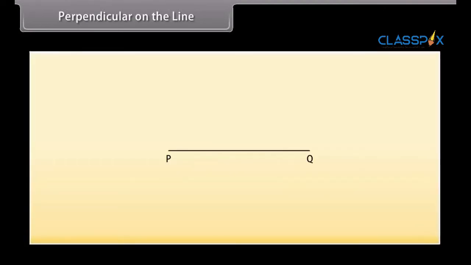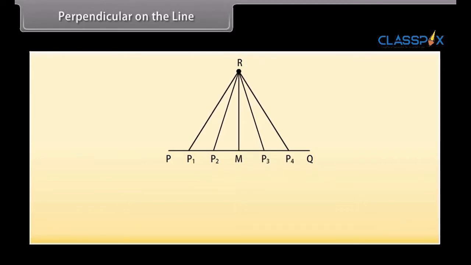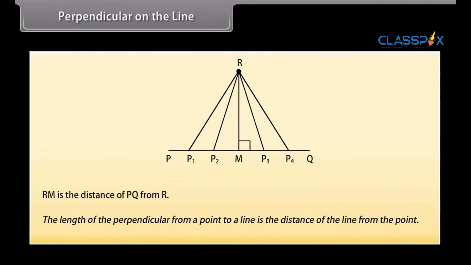Perpendicular on the line. If we take a line PQ and a point R outside it, we know that there are infinite number of points on the line, say P1, P2, M, P3 and P4. Join these points to the point R. We can see that RM is perpendicular to PQ. Then RM is the distance of PQ from R. Or we can say that the length of the perpendicular from a point to a line is the distance of the line from the point.